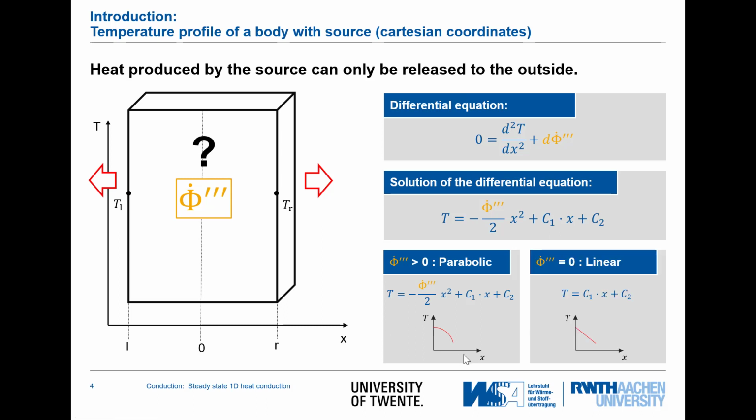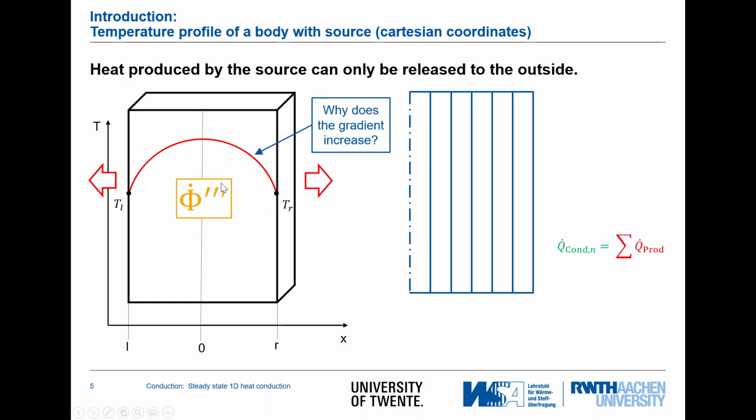If we make a test, if we just assume that the volumetric heat generation is equal to 0, then we come back to our classical linear profile of the temperature. So the equation seems to be consistent in terms of what happens if we remove the heat generation. Now we see, if we draw this parabolic profile, we have a decreasing gradient. And why is this the case?